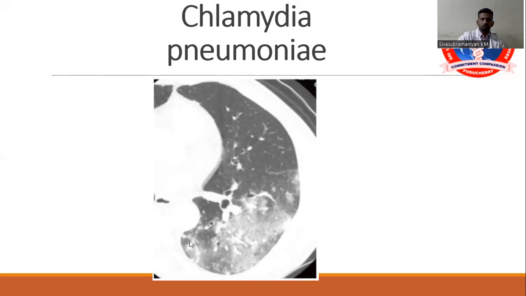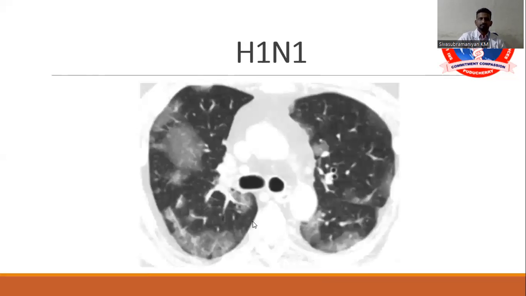Like the left lower lobe of the lung is predominantly involved, and you can see areas of alveolar densities which are segregated. You can classify them into two types. That is an alveolar density of the grade of a consolidation, as well as the alveolar density of the grade of a ground glass density. So this is called a mixed density pattern, and this is proven to be chlamydia pneumonia.